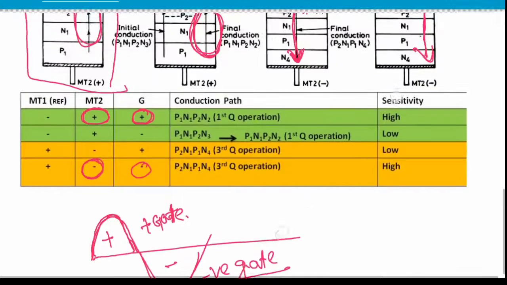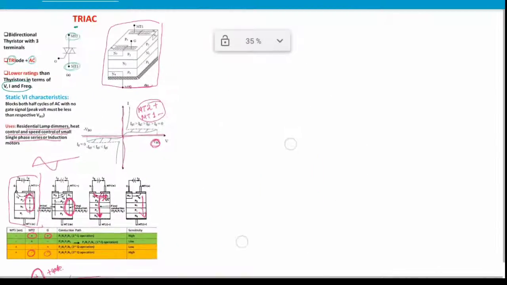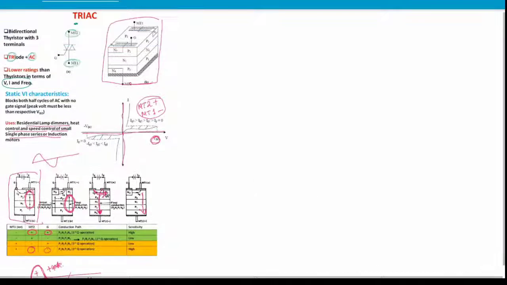So this is the end of this TRIAC topic. I think this may be helpful for you, and next I am going to discuss the GTO.